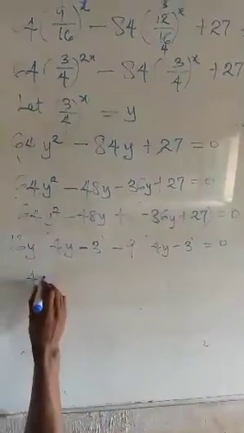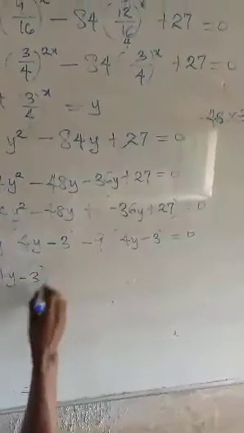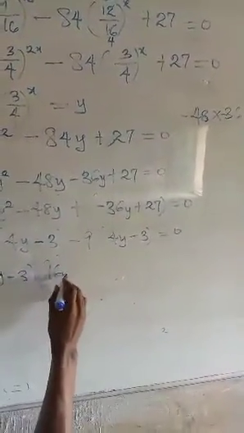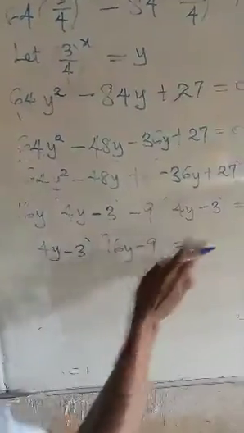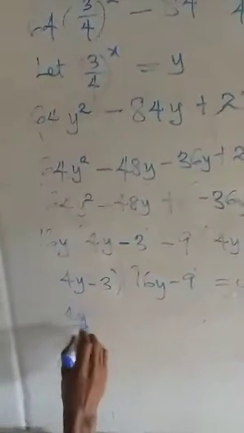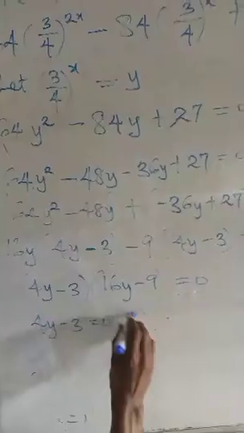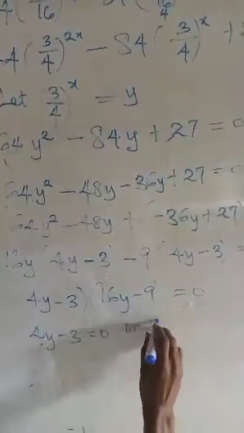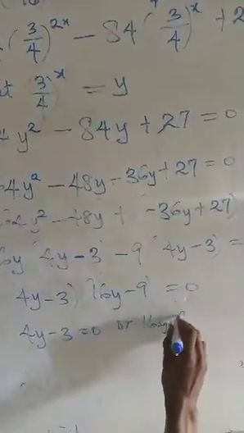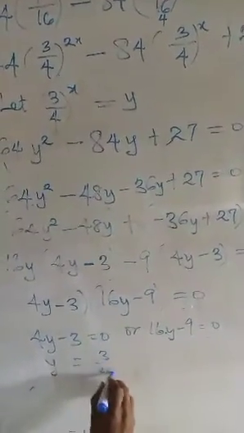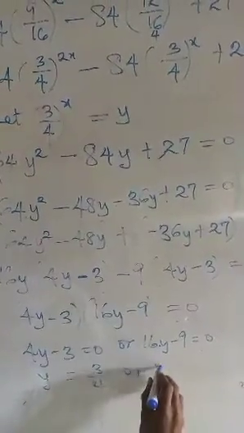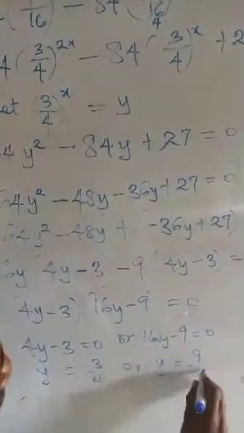Now, let's factor this one out. So we have 4y minus 3 into 16y minus 9 equal to 0. So the product of two things is equal to 0. So it means 4y minus 3 is equal to 0, or 16y minus 9 equals to 0. So this implies y is equal to 3 over 4, or y is equal to 9 all over 16.